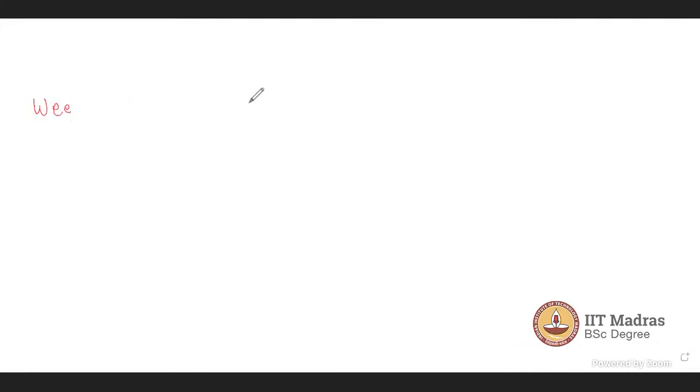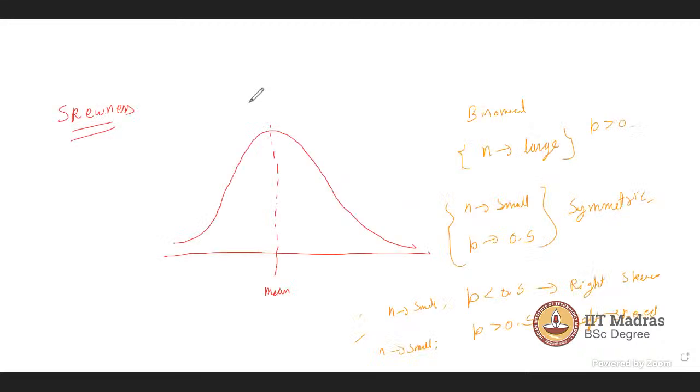Sir, you're saying that if n is large, it becomes symmetric anyhow, right? Yeah, it will become symmetric. But then p must be greater than 0. Yeah, greater than 0. P could be any value, but not exact 0 or exact 1. Any value in between 0 and 1. It should not be at the extremes, neither 0 nor 1.